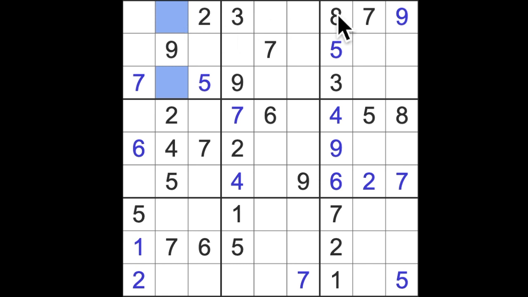Now what do we know? We know that the 8 blocks across here, so 8 in those squares, 8 down here, and 8 here, so this has got to be 8, right? And the last number to get up here is a 6, I think.